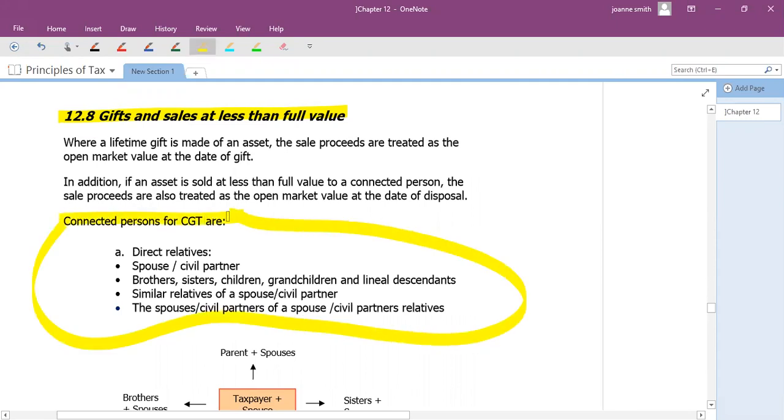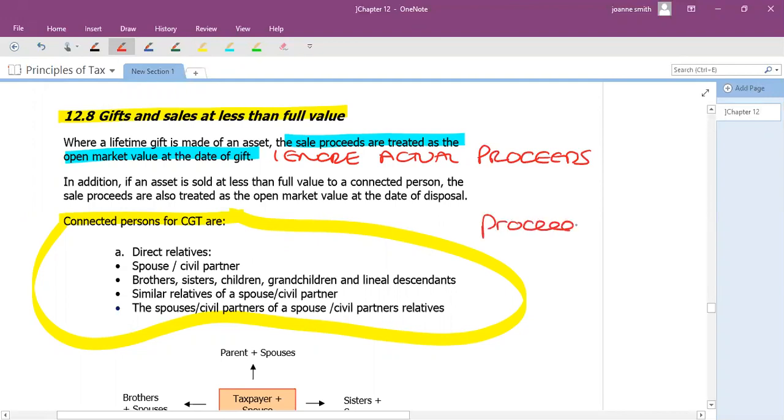And in tax terms, this is what we class as being a connected person. Now, the only way that we treat this differently is that if you're in this situation, the proceeds are treated at market value, and therefore you ignore the actual proceeds. So the taxman wants you to work out the gain based on what you would have received. So proceeds are what the asset's worth, and then you deduct your cost to work out your gain.